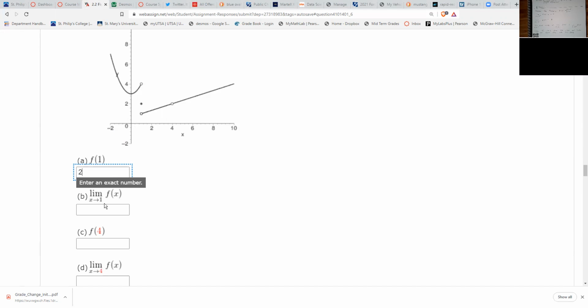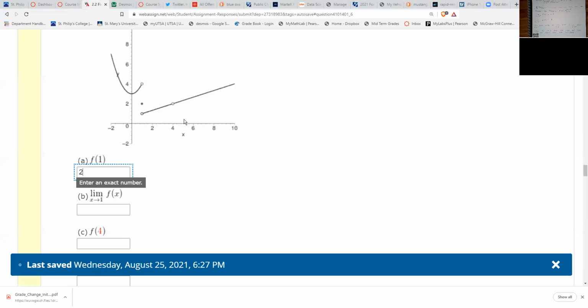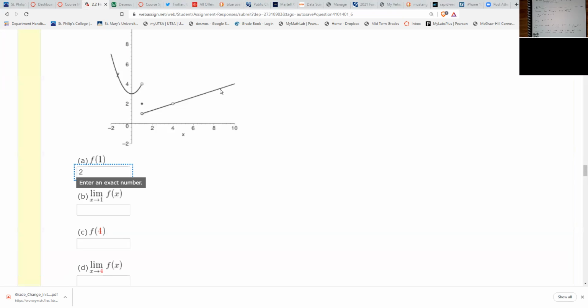Now, let's look at the limit. Is the limit the same as the functional value? Is it equal to 2? No. No, think right? It actually doesn't exist, does it? Yeah. Yeah, they're not the same from left side or right side. Yeah, they have to be the same in order for the limit to exist. So it does not exist because they're different.